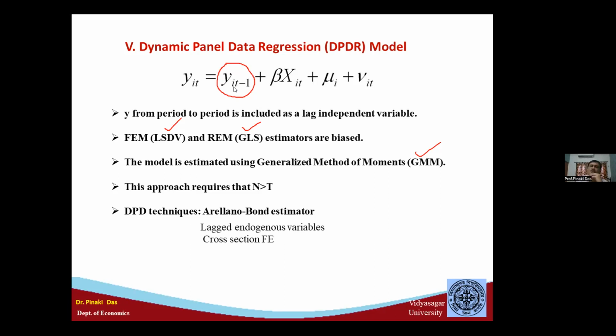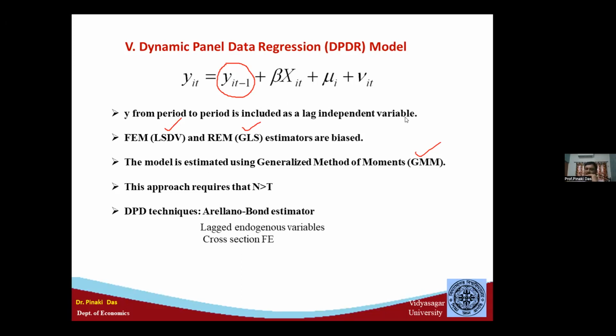Therefore, if we are interested to distinguish between static panel data regression model and dynamic panel data regression model, the difference is the introduction of the lagged dependent variable as an independent variable. If we do not consider Y_it minus 1, then Y_it equals beta X_it plus mu_i plus v_it. This is the static panel data regression model. Okay. And as we have introduced the lagged dependent variable as an independent variable, the nature of the model is different.